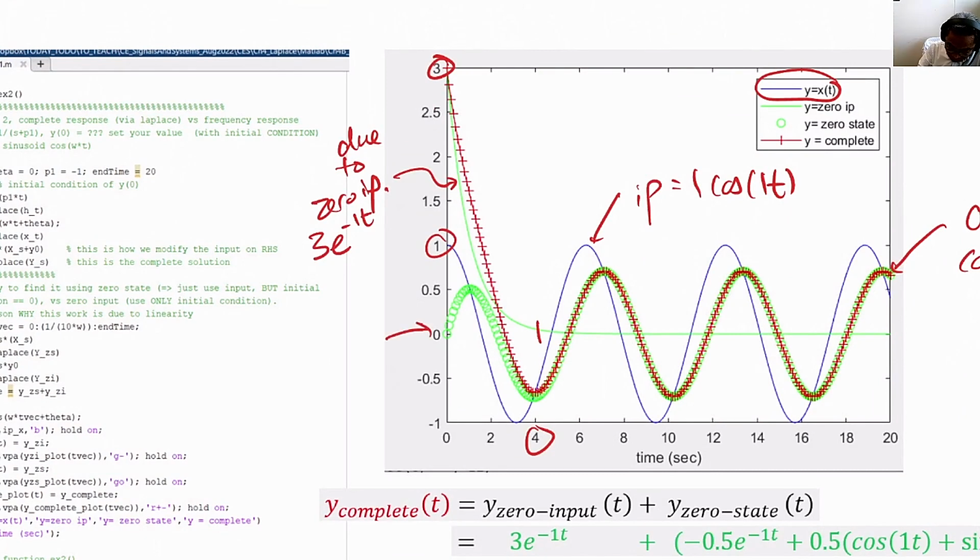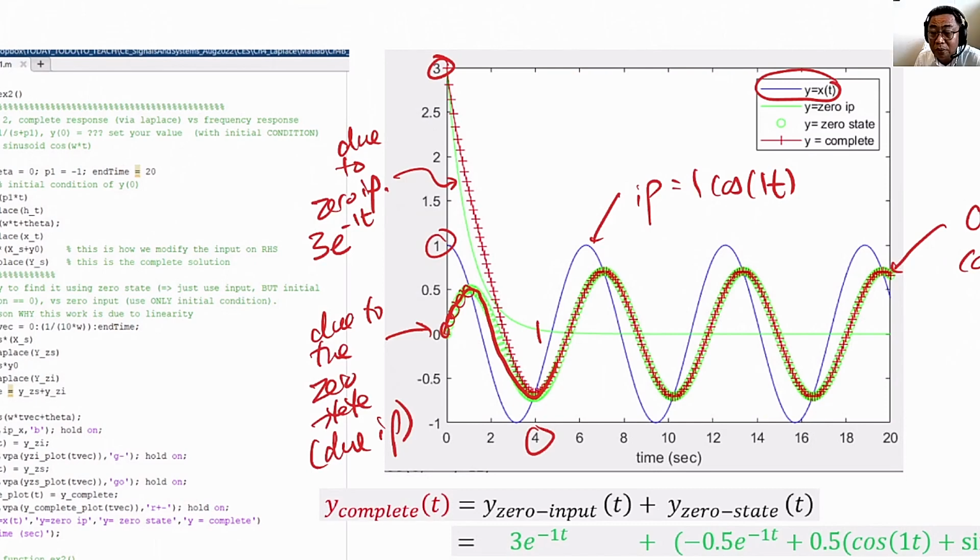What about the other green guy here? This green thing here is due to the zero state. It is due only to the input. It has a transient and then it becomes stable. So if you forget this curve, go to example 2 and take a look. Together, the two green guys add up to the crosses, the cross line, which is the complete response.